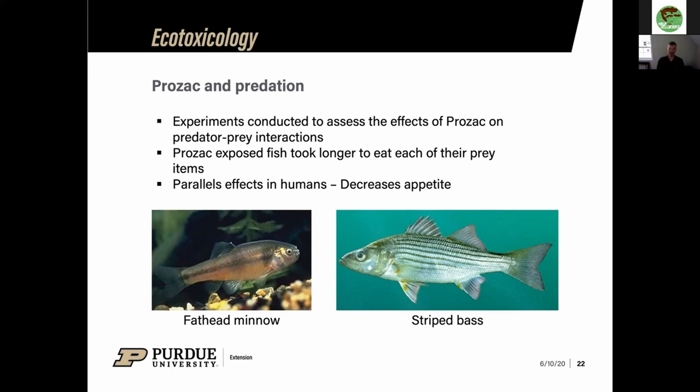So essentially what we're seeing here is a parallel effect to what we see in humans. Exactly what we observe in humans, we also see in these striped bass, that is a decrease in their appetite. So if we think about the pharmaceuticals that we consume and take for various ailments, the reason we prescribe them, for whatever that might be, we might also see parallel effects in the wildlife and fish that might be exposed to those chemicals once they leave the treatment plants.